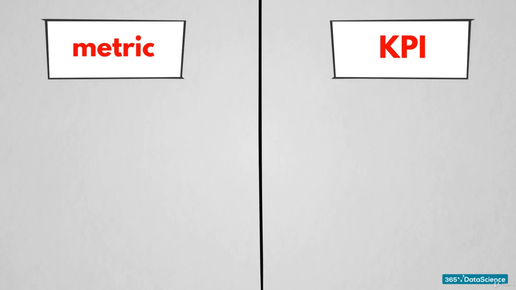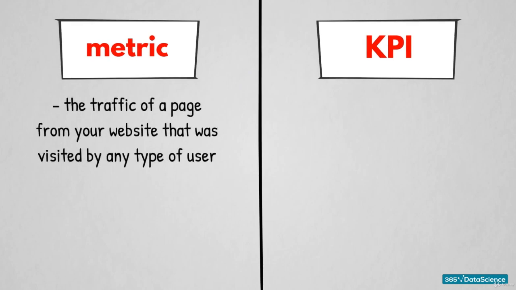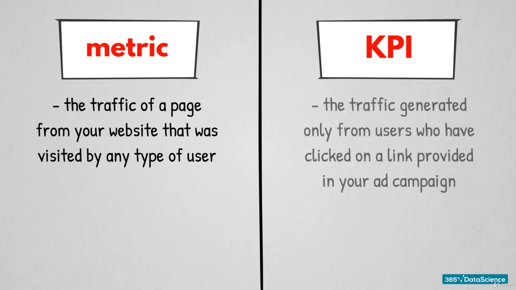For instance, a metric could indicate the traffic of a page from your website that was visited by any type of user. A KPI, instead, would show the volume of the same traffic, however, generated only from users who have clicked on the link provided in your ad campaign. Thus, you could check if the ads you have sent are a source of motivation for your customers to click on the provided link and get to the specified page of your website, which will determine whether you will continue to spend on ads or not. Awesome!